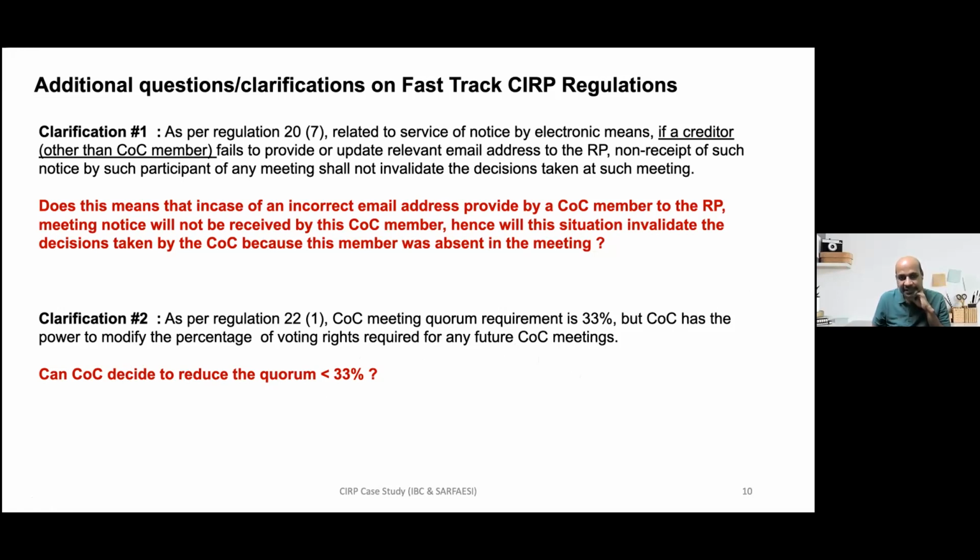The regulation 20 sub-section 7 is relevant. Yes. I'm sorry, the wording is at least 33%. Okay, the requirement is 33%. Thanks for correcting that. So it is at least 33%. Okay, so basically the consensus is that COC has the power to modify, but it cannot go beyond the code and it should be at least 33%. Okay.